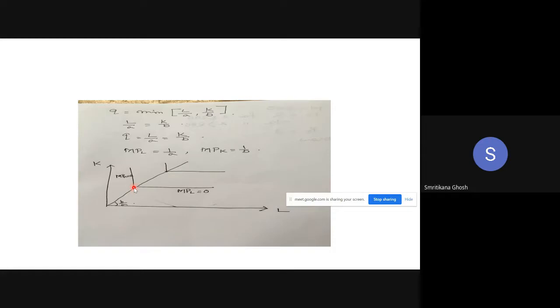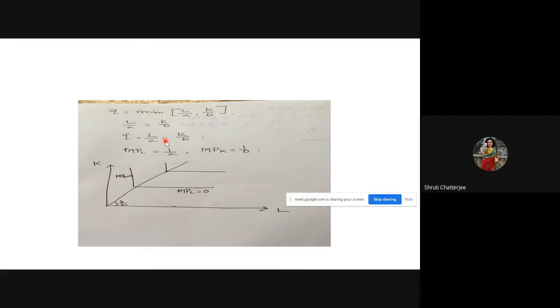Given this point, I am going to employ more and more labor. Capital is constant. I am going to employ more and more labor. So the starting point is L by A is equal to K by B. When I am increasing labor, then L by A is greater than K by B.